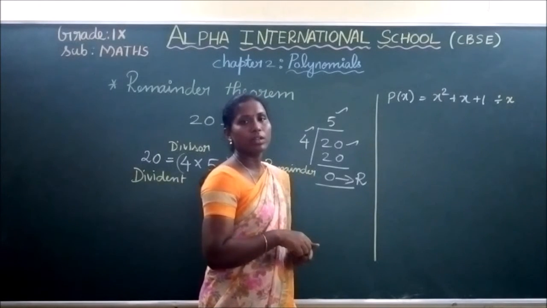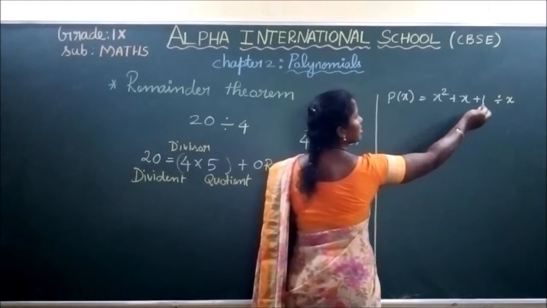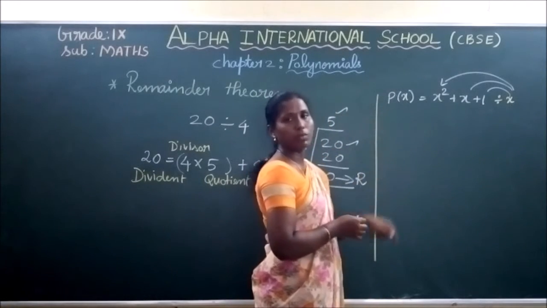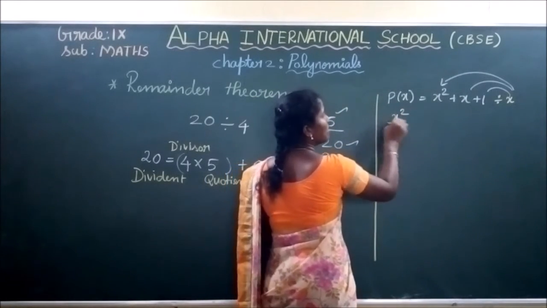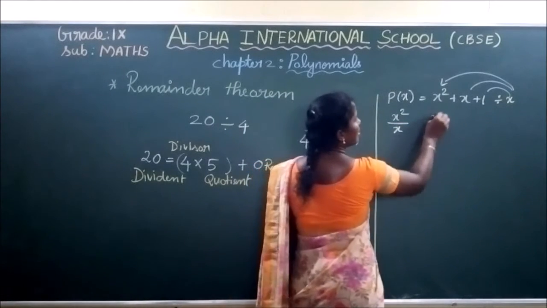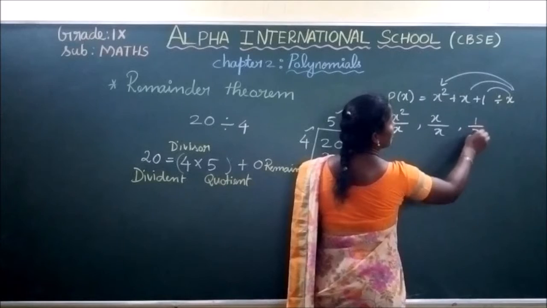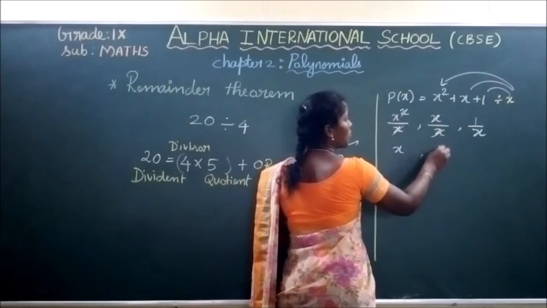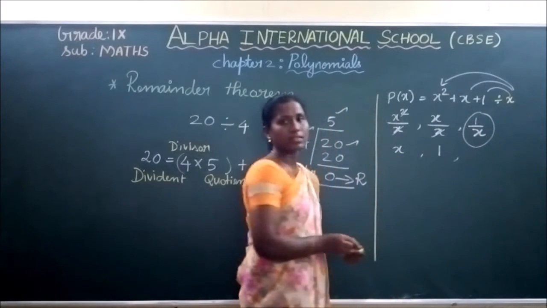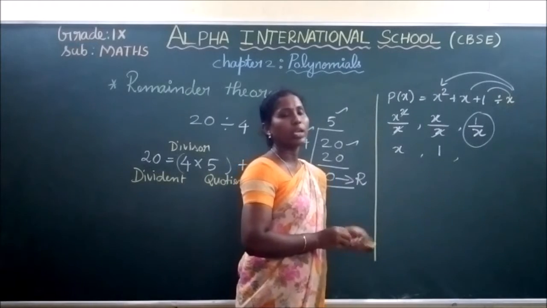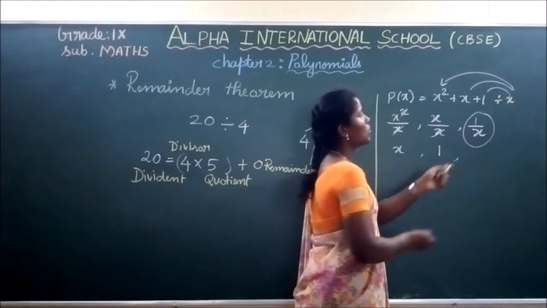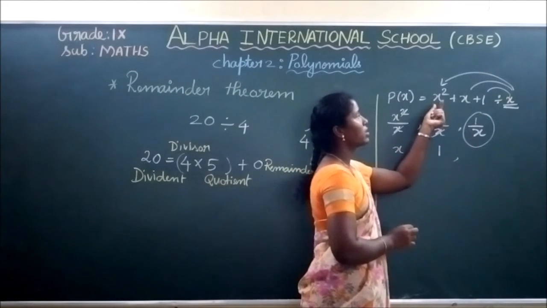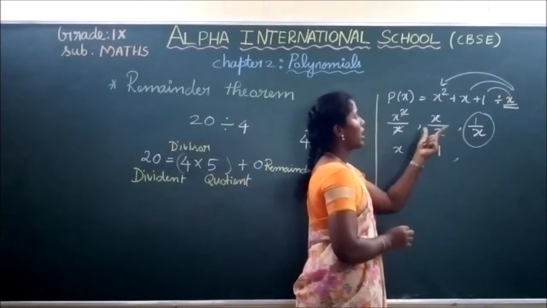How will you divide the polynomial? You have to divide each term of the polynomial by the variable. X square by x is the first term, x by x is the second term, and 1 by x is the third term. What is the result? If you cancel, x square by x is x, and x by x is 1. But 1 cannot be divided by x. So if you take a single variable to divide a polynomial, you can divide every term of the polynomial by the variable.